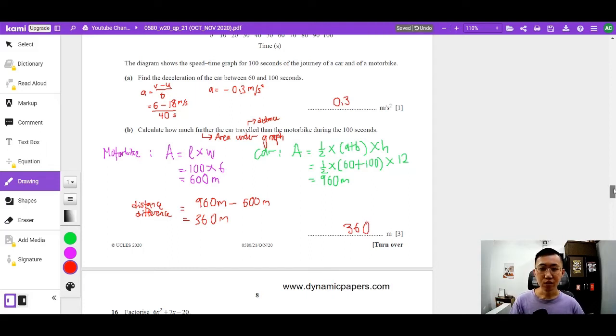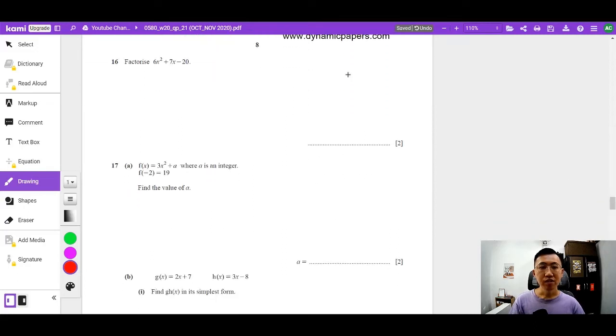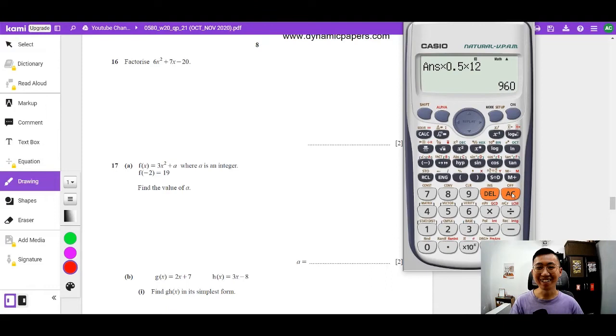Okay, so let me do question 16 now. Factorize, and I can see it's a quadratic. Quadratic means power of 2, x squared plus x and then another number. So this is actually a bonus. I love it when students get this kind of question.